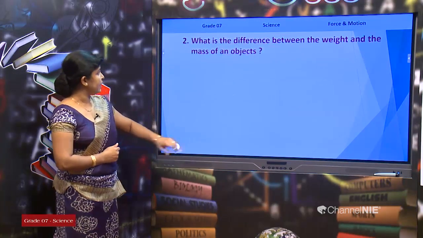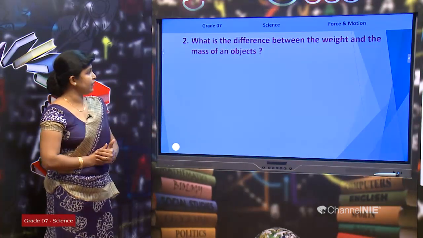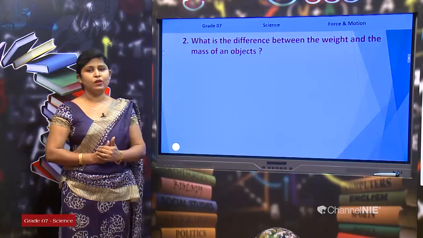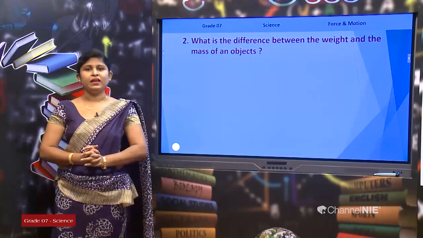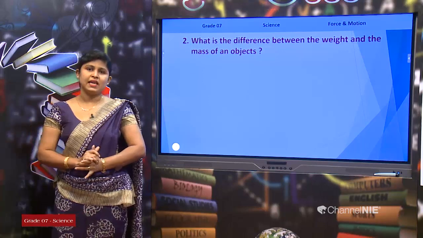You have to understand this. What is the difference between the weight and the mass of an object? My dear children, we think that mass and weight are the same. But in science, the mass and the weight are different. There is a difference between mass and weight. We will see.